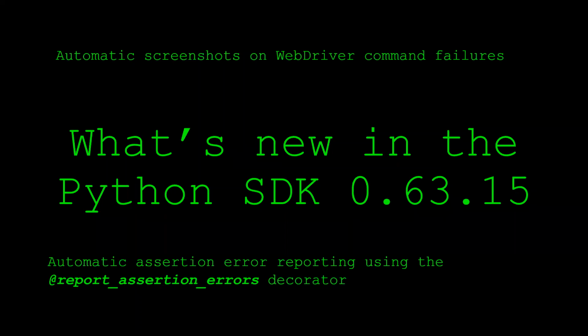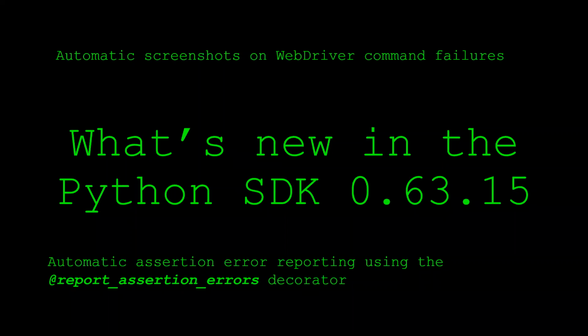And the other improvement is the ability to automatically report assertion errors. As you know, the assertions are not part of Selenium or of Appium, so this took a little bit more thinking. But we got several people requesting, well, if I have assertions in my test and they fail, I want to see that reflected in my TestProject report, the report that's going to the TestProject platform.